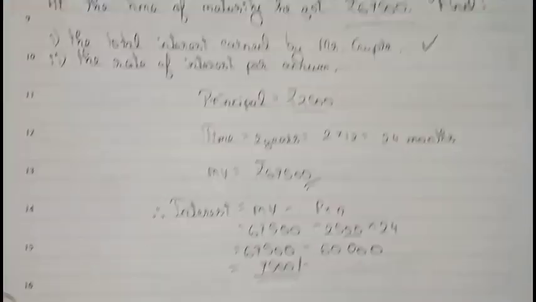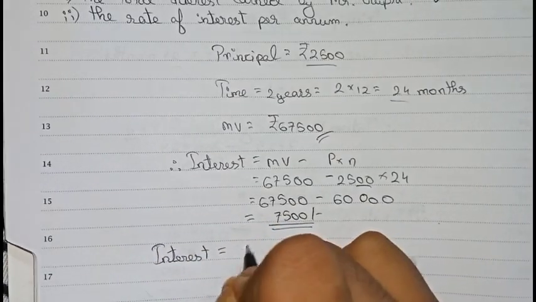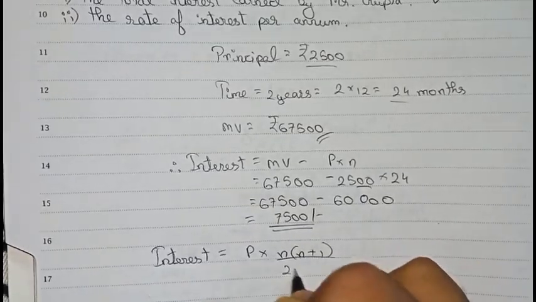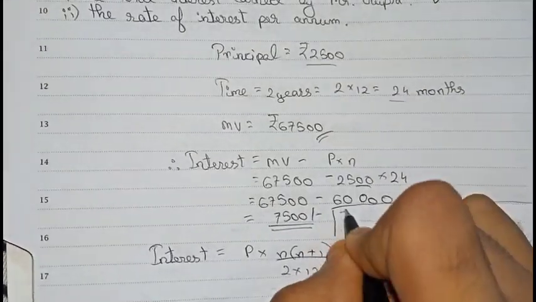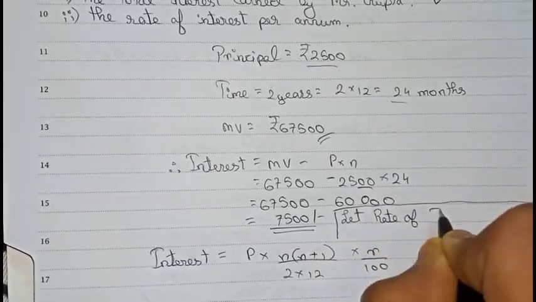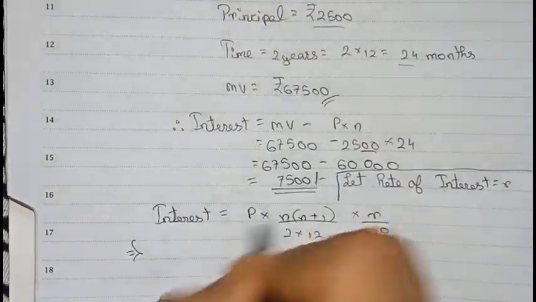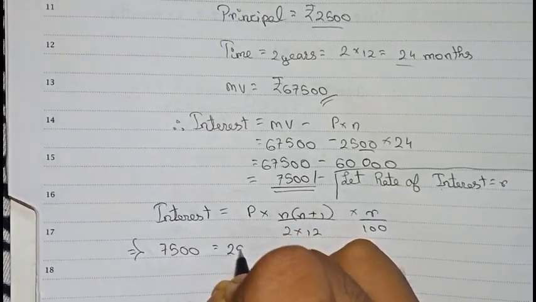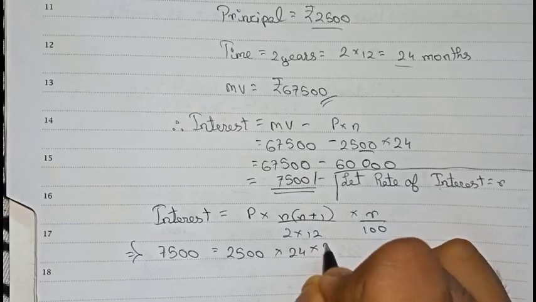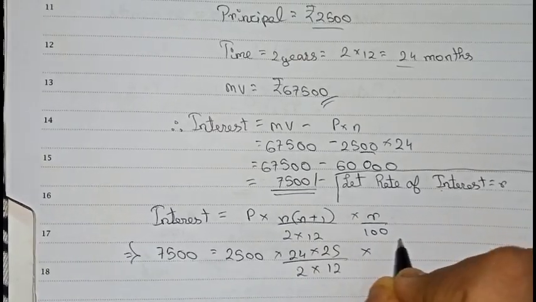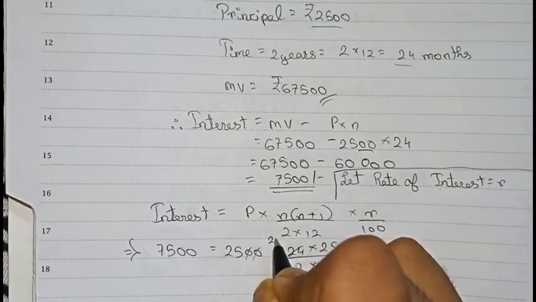Now the rate of interest per annum. So interest is equal to principal into n plus 1 by 2 into 12 into r by 100. Sorry guys, I forgot to mention that. Let the rate of interest be r. So now you can continue. So interest is our 7,500, principal is 2,500 times 24 into n plus 1, that will be 25, by 2 into 12 into r by 100. Cut the zeros. So 12 2s are 24, and 2 and 2 we cut.